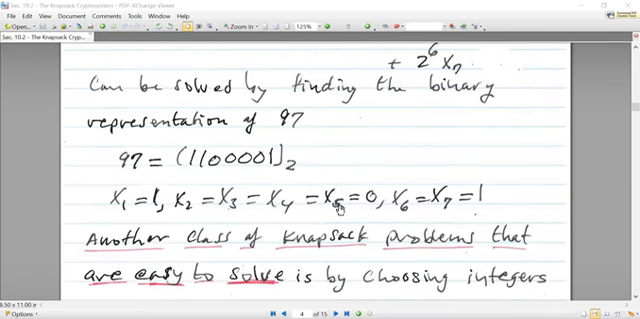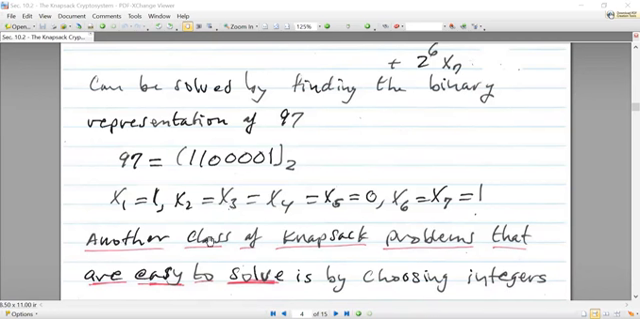So this is one class of knapsack problems that can easily be solved this way. Also, it's not very hard to see that we could generalize this for if the a's are powers of 3 or powers of 4 or powers of 10, meaning using the decimals.